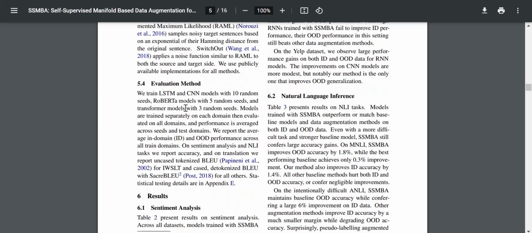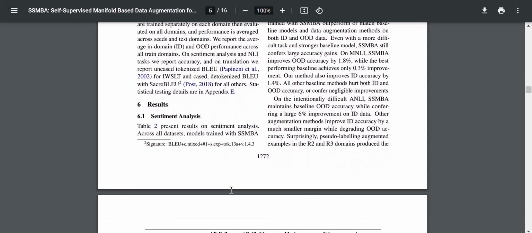So for the evaluation method, we train LSTM and CNN models with 10 random seeds, RoBERTa model with 5 random seeds, and Transformer model with 3 random seeds. Models are trained separately on each domain, then evaluated on all domains, and performance is averaged across seeds and test domains. We report the average in-domain and out-of-domain performance. On sentiment analysis and NLI tasks, we report accuracy, and on translation, we report uncased tokenized BLEU for IWSLT and cased detokenized BLEU with SacreBLEU for all others. Statistical testing is in Appendix E.